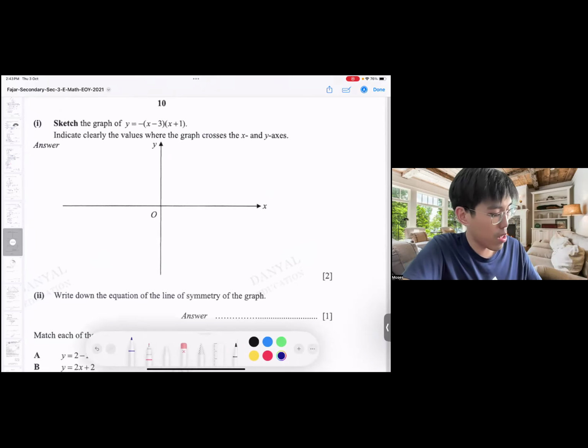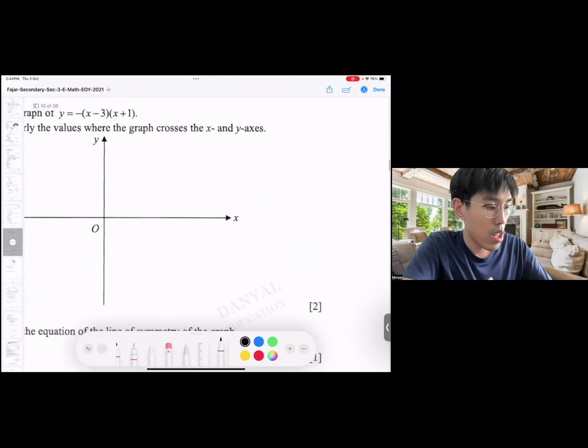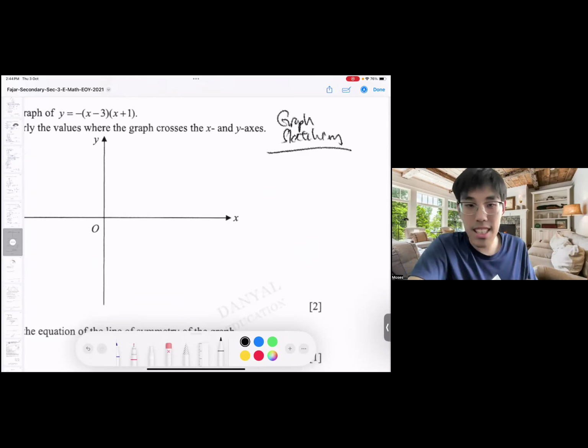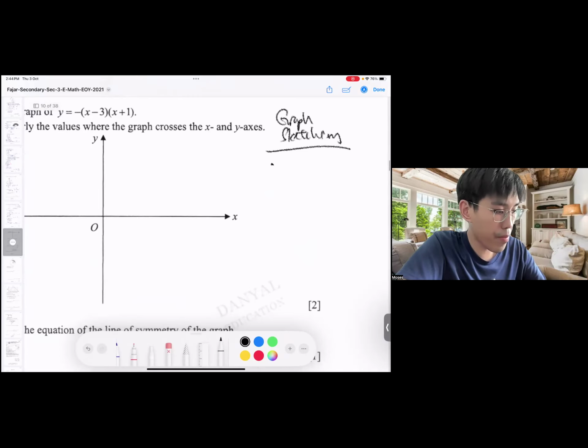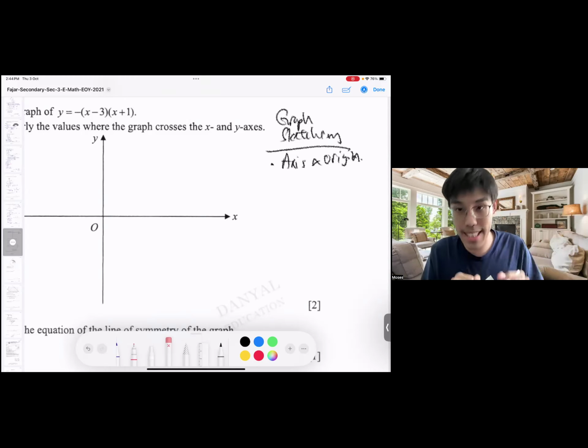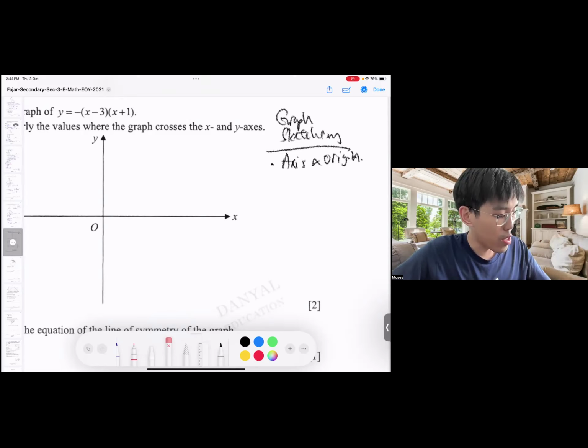So I'll write it here. Graph sketching: 6 steps. It's a standard 6 steps. Number 1, your axis and origin. The 6 steps I'm providing here is on the basis that they never give you anything at all. They give you a blank space, ask you to draw. Now here in this question, they give us the axis and origin. So good, we can skip this step.